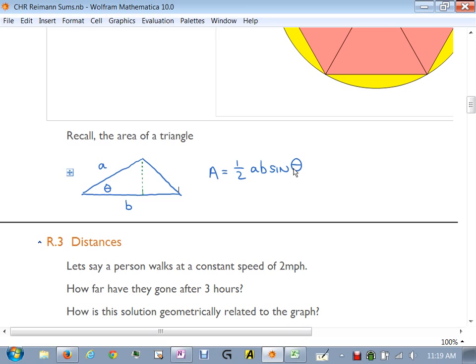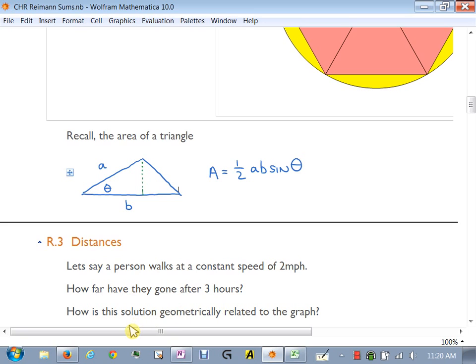Okay, so we have this idea of area of a circle. Let's just put that on the side burner for now, and let's talk about something a little different, distances. Let's say a person walks at a constant speed of 2 miles per hour. So you're walking 2 miles per hour. How far have they gone after 3 hours? 6 miles, right? That's nothing fancy there, 6 miles.